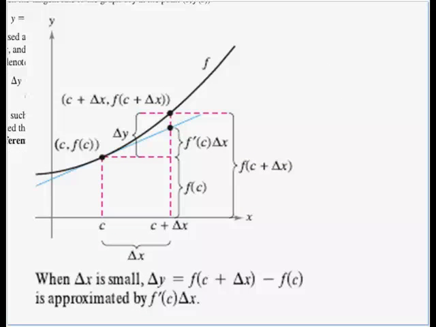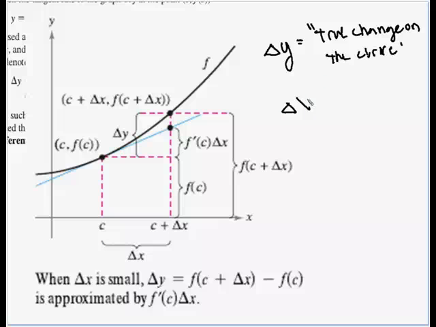That out of the way there. So delta y is the true change in the curve, the true change on the function, on the curve. Down here on the x-axis, delta x is exactly equal to dx. Those are exactly the same. But delta y is not the same as dy.